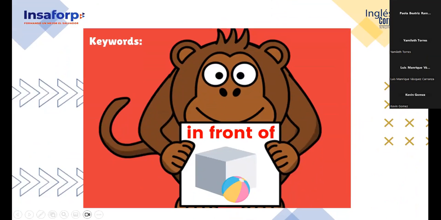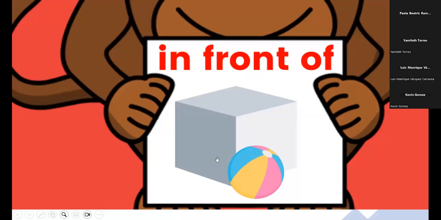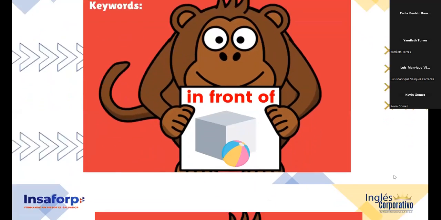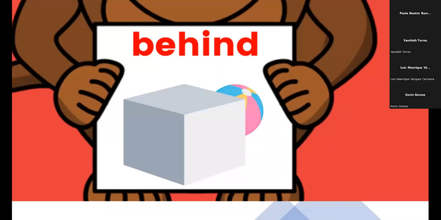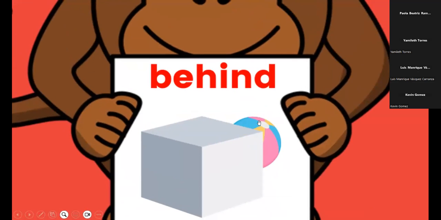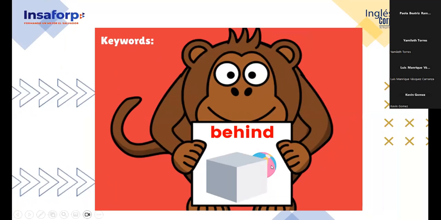Then we have next one. Jamilet, help me to read this one. In front of. Yes, in front of. Enfrente de. Okay, enfrente de. Then we have next one. Kevin, help me here. Behind. Yes, very good. Behind is detrás o atrás, okay?